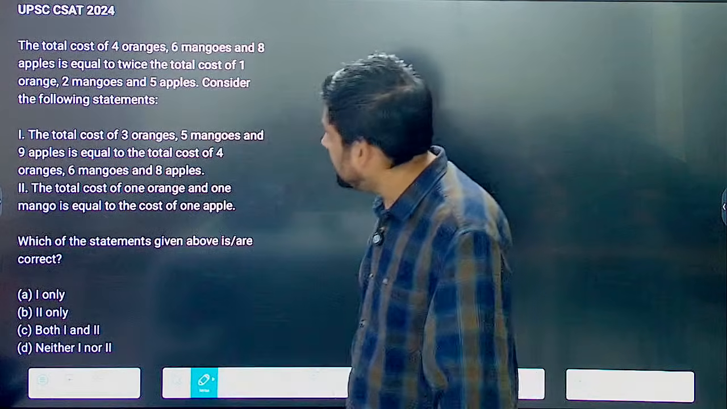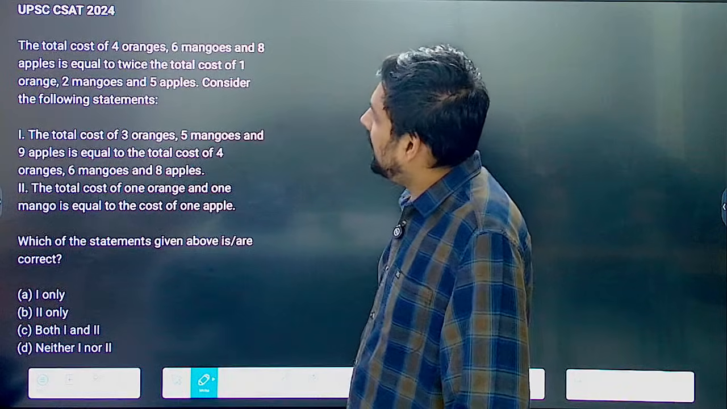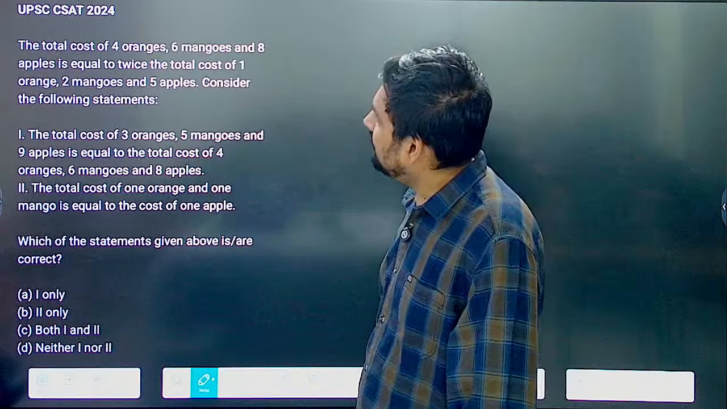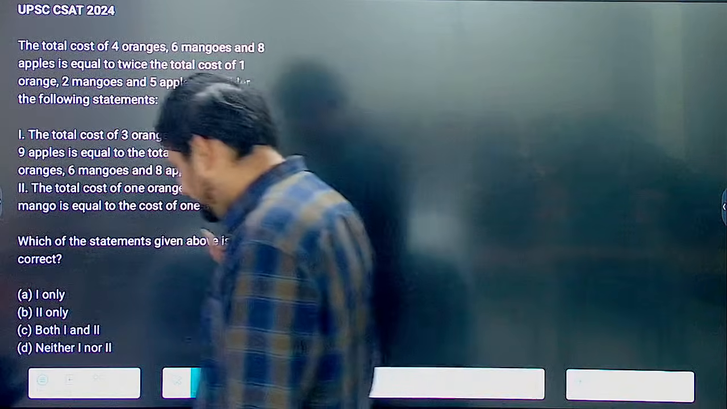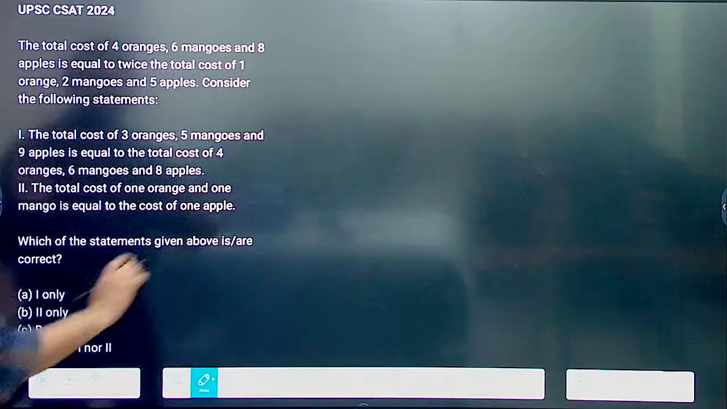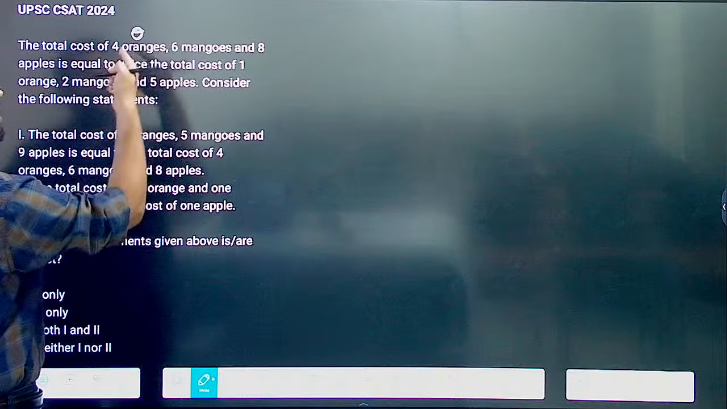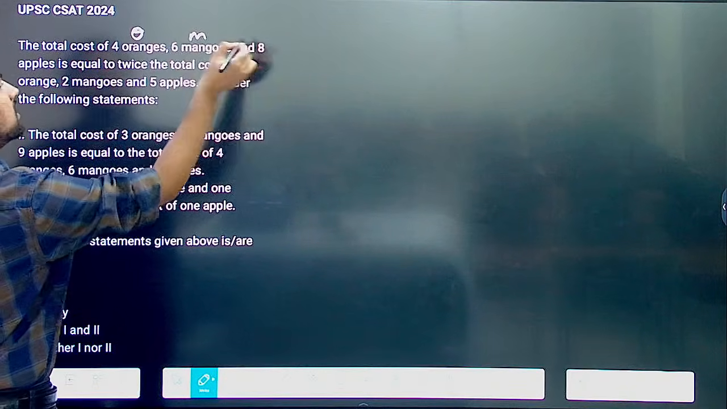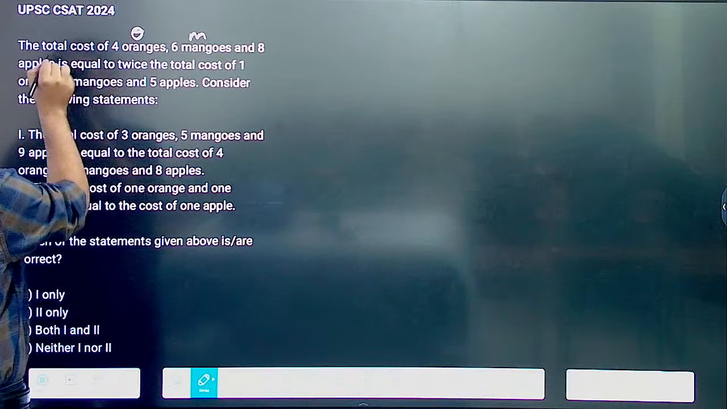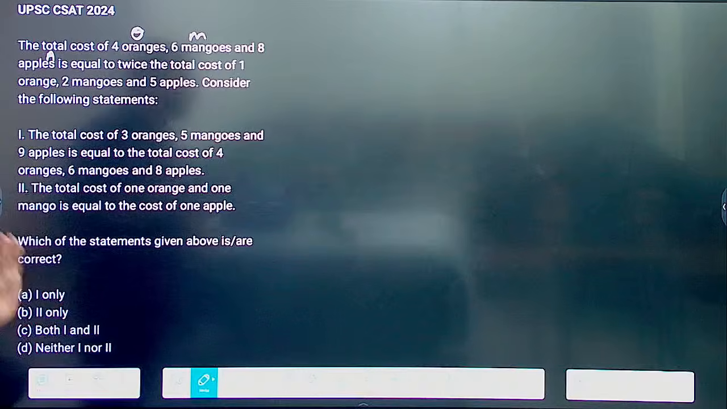Okay, now let's see. It says the total cost of 4 oranges, 6 mangoes and 8 apples is equal to twice the total of 1 orange, 2 mangoes and 5 apples. Consider the following statements. Now, first thing, whenever you get questions like this, assume the variables directly as the first letters. So orange cost is O, mango is M, then apple is A, correct? O, M and A.